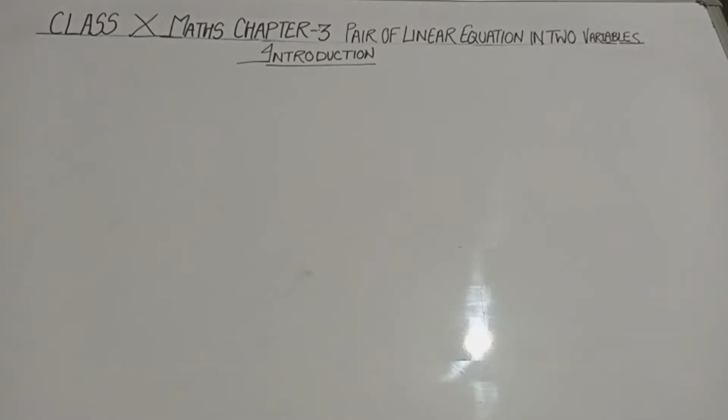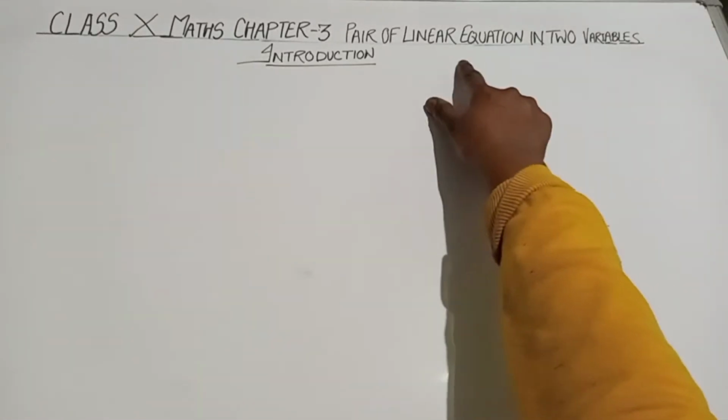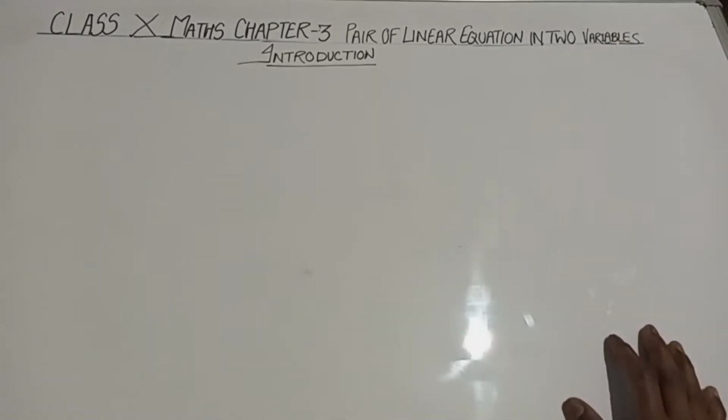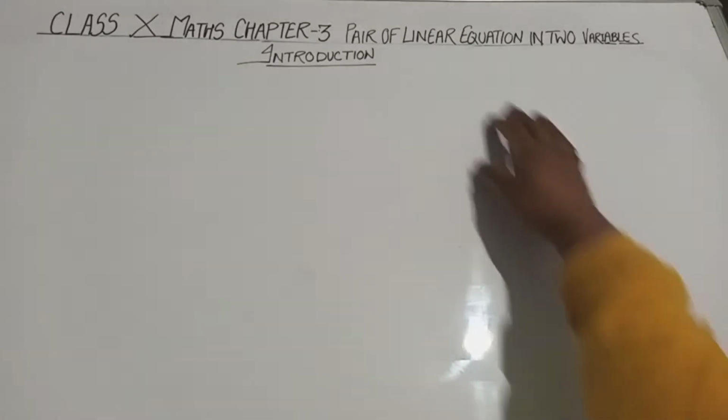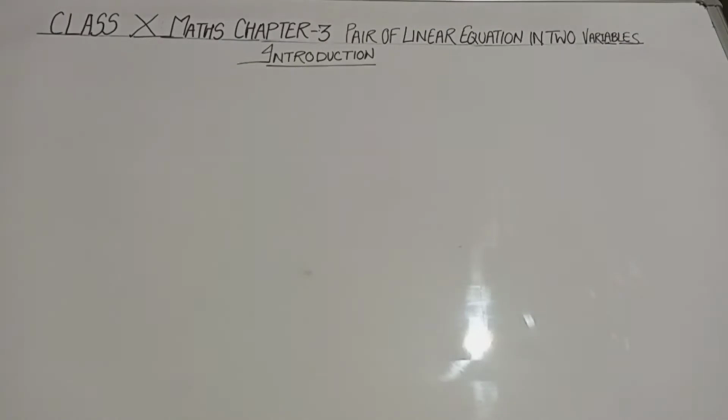The name of the chapter is Pair of Linear Equations in Two Variables. When you remove "pair of", we get linear equation in two variables, which comes in Class 9, Chapter 4, Linear Equations in Two Variables. So let us recall Class 9 linear equations in two variables.